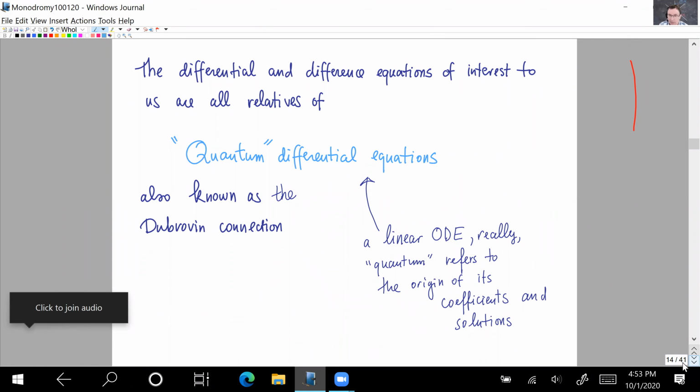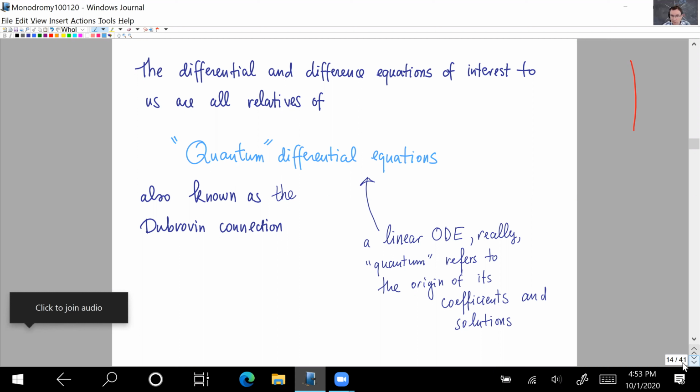And so the equations we were going to consider are all kind of various relatives of what's called the quantum differential equation or the Brodin connection. And as I said already, but I'll repeat it, this is a linear differential equation. In this sense, it's one of the most classical objects that there is in mathematics.